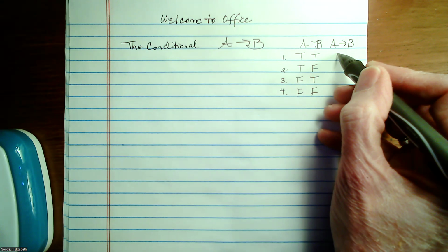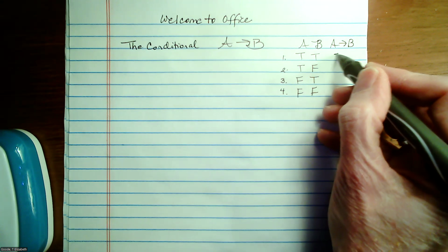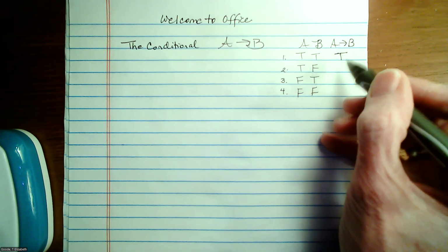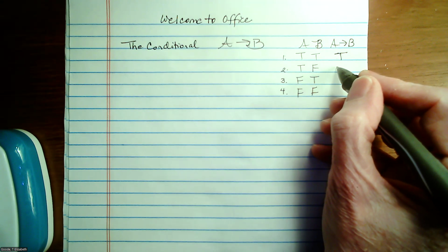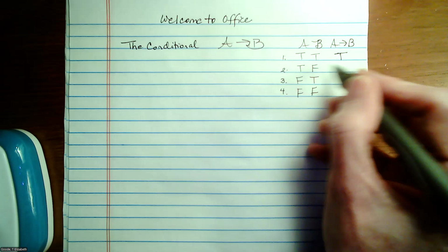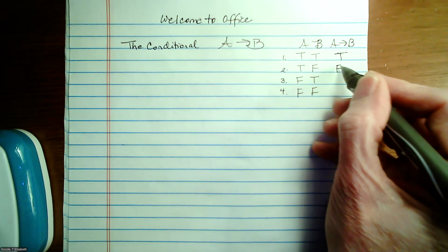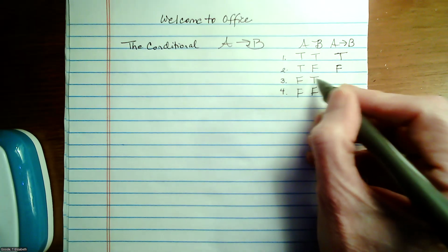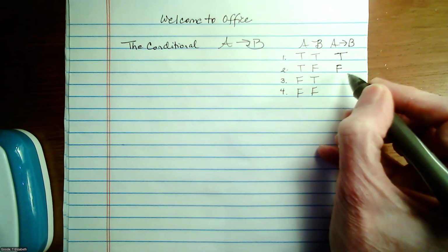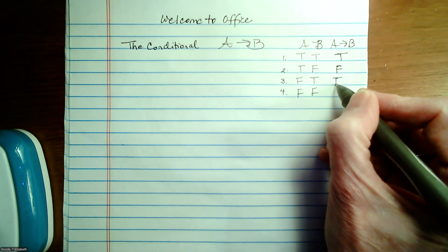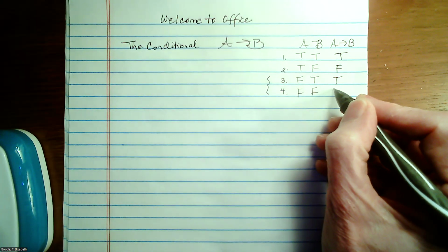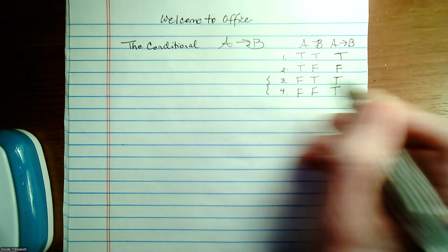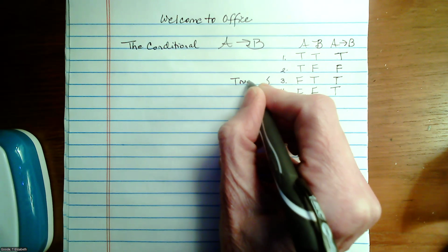Okay. So there is true, true. Row one will be true. All right. How about row two? True, false, false. Yeah, true implies false is false. That's when it fails. And then false, true, true, right? Yeah, false implies true is true by false hypothesis. And then false and false will be true, by false hypothesis.